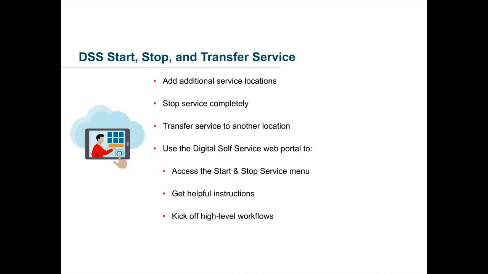Customers can access the DSS Energy Management web portal and access the Start and Stop Service menu to make service modifications. This feature provides instructions that walk customers through their service change. Depending on what action the customer takes and whether they are an existing utility customer, these actions kick off a variety of high-level workflows.